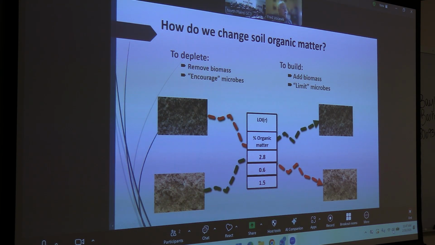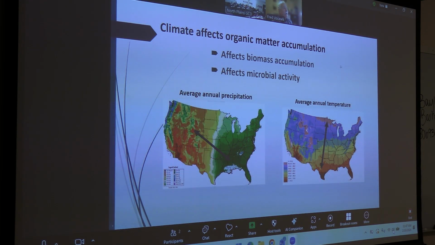If we want to build organic matter, we have to increase that, and in a sense, we have to limit microbial activity. That's maybe not a good way of saying it, but the less microbial activity, the more it preserves the organic matter that we've got. So the way it's limited here, let's take a look at organic matter level across the continental U.S. And we know as we go from west to east, the rainfall increases. As we go from south to north, the temperature decreases. Okay, so that has an effect on biomass accumulation, the amount of plant tissue and roots that are available, and it's going to affect microbial activity.